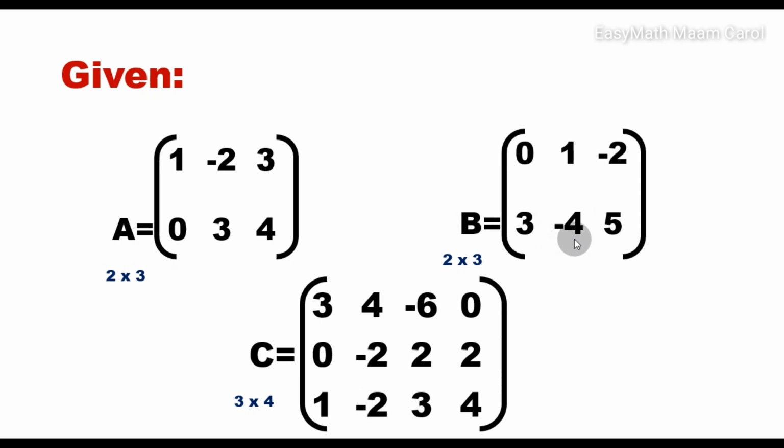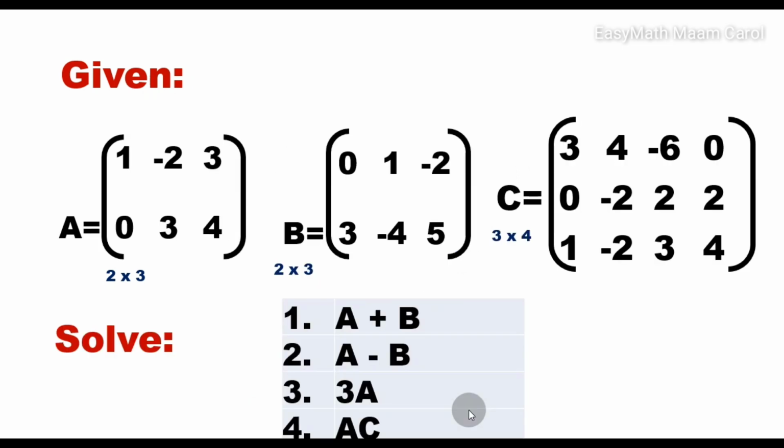Matrix B has also 6 elements. We have 0, 1, negative 2, 3, negative 4, 5. Just like matrix A, meron siyang dimension na 2 by 3, meaning 2 rows and 3 columns. And then, finally, yung matrix C natin ay may dimension na 3 by 4. So, 3 rows and 4 columns. So, 3, 4, negative 6, 0, 0, negative 2, 2, 2, 1, negative 2, 3, and 4. So, ito yung gagawin natin para sa tatlong matrices na to.